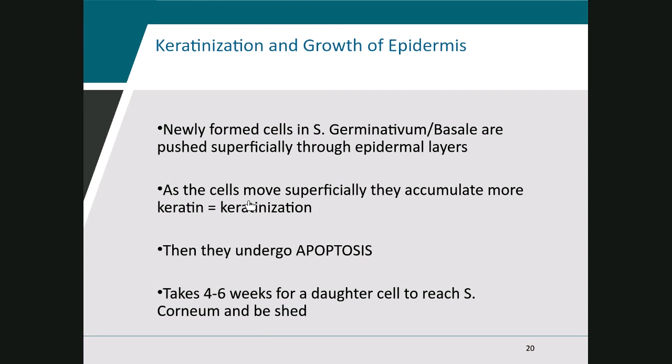So the newly formed cells in the stratum basale are continuously produced, and as they go through the different layers and undergo apoptosis, meaning cell death, it takes about 4 to 6 weeks till they reach that stratum corneum, and then they shed.